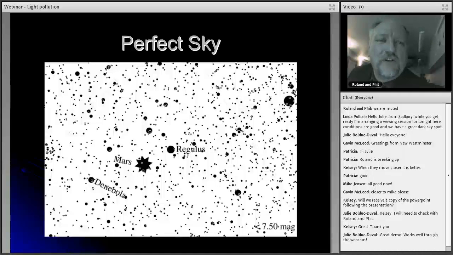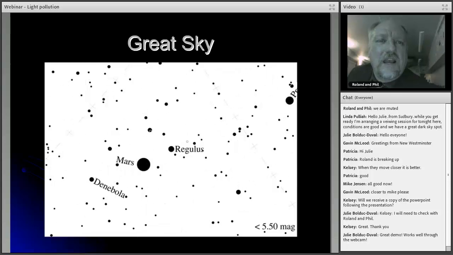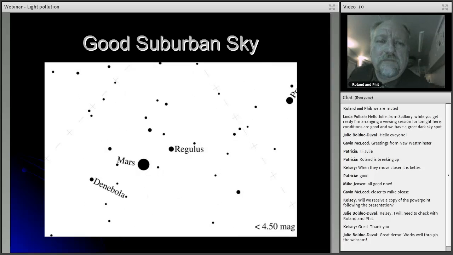And this is a map from a few years ago, so when Mars was sitting in Leo. And in a perfect sky, you get overwhelmed by the number of faint stars. And more likely, for most of us, when we get out into the countryside, we might see a sky like this. And you can see the brightness down below in the lower right-hand corner there, something like 6.5 magnitude. A great sky, if you're just outside of an urban area and you get into your nearby observing site, might look something like this. And fewer of the faint stars are visible, but still the main constellation patterns are visible.